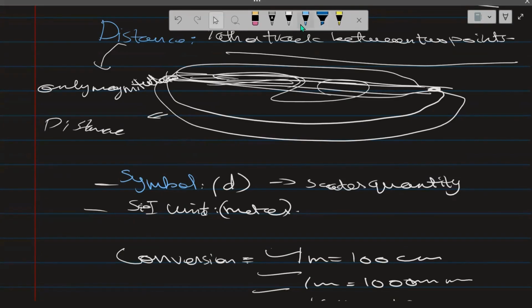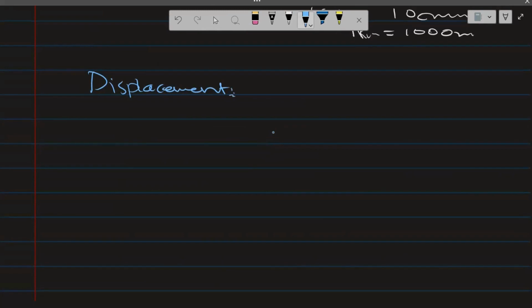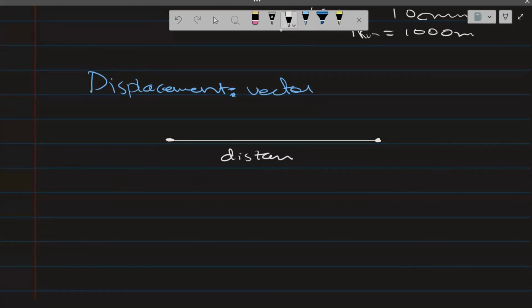While the displacement is a vector quantity, because it is the distance covered in a direction, the shortest distance covered in a direction. The shortest distance means the distance in a straight line. It is called displacement, or the shortest distance is called displacement.